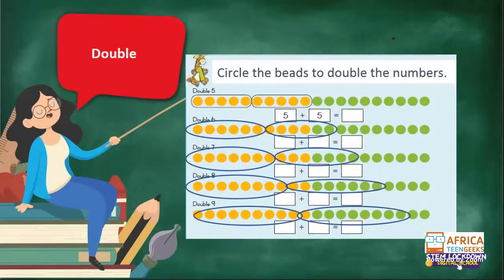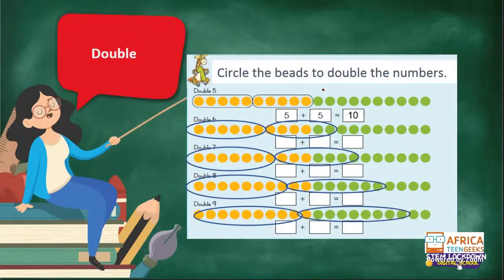Okay, guys, now I'm going to explain to double. As I said, to double means to take the same number and add it the same number. If you look at 5, if I say double 5, I've got 5. Now I'm going to add the same number 5. So it's like 5 plus 5, and that gives us 10. I'm explaining, so I just want you to look at the screen.